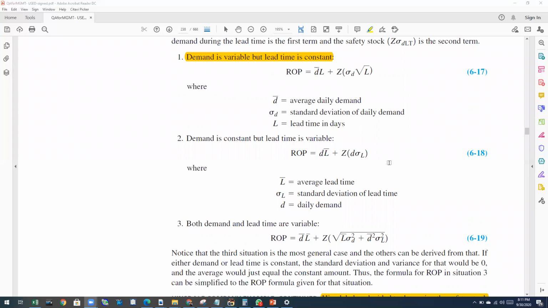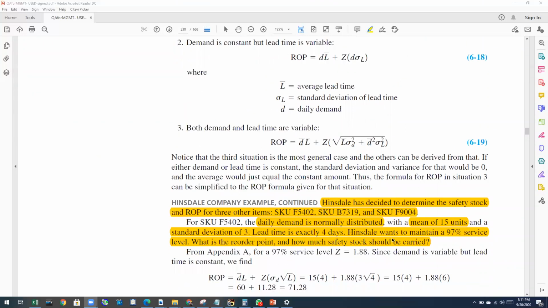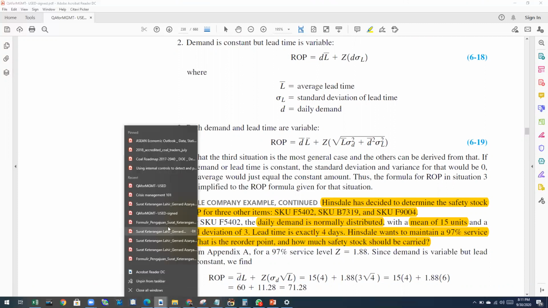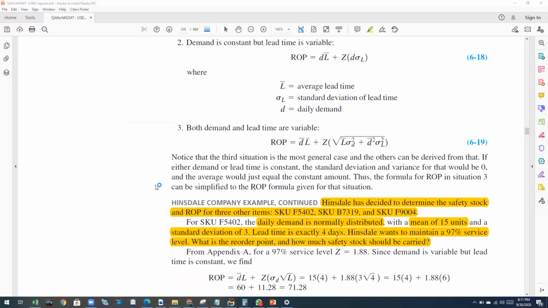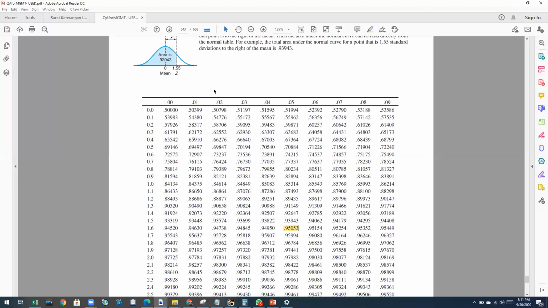Okay. And it says here, Hinsdale wants to maintain a 97% service level. So we go to Table 8 to find the Z value for 97%. Okay, we look for 97%.